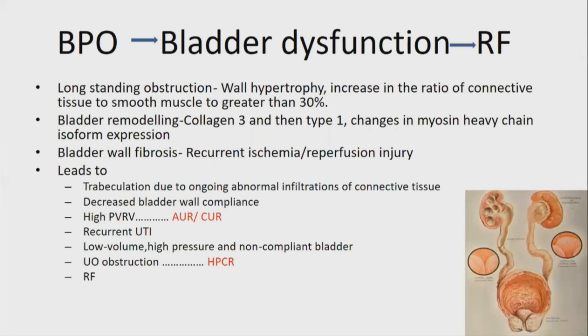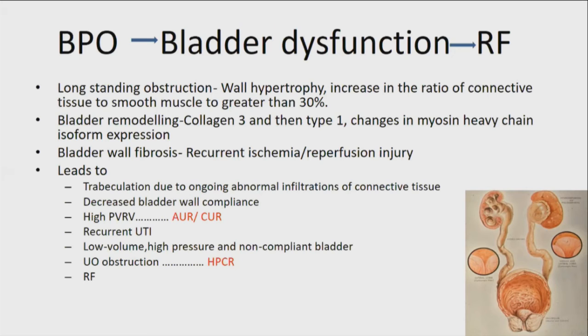What about renal failure and benign prostate obstruction? Changes occur in the bladder due to long-standing obstruction. Deposition of connective tissue initially starts as collagen type 3. Later on, it is replaced by type 1 collagen. There's increased expression of myosin heavy chain. The percentage of connective tissue increases with regard to smooth muscle. This leads to bladder wall fibrosis, and there are areas of recurrent ischemia reperfusion injury. Ultimately, there is untoward fibrosis.